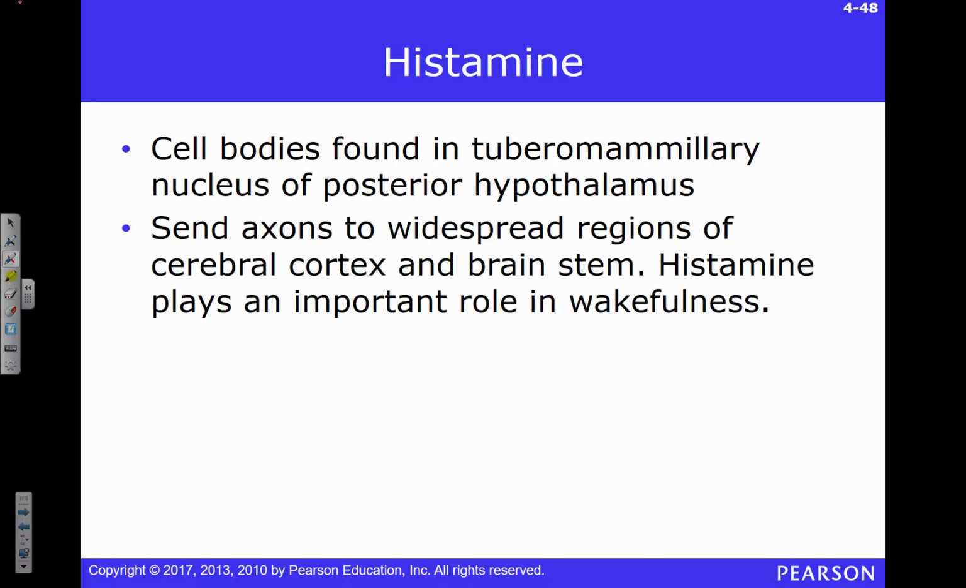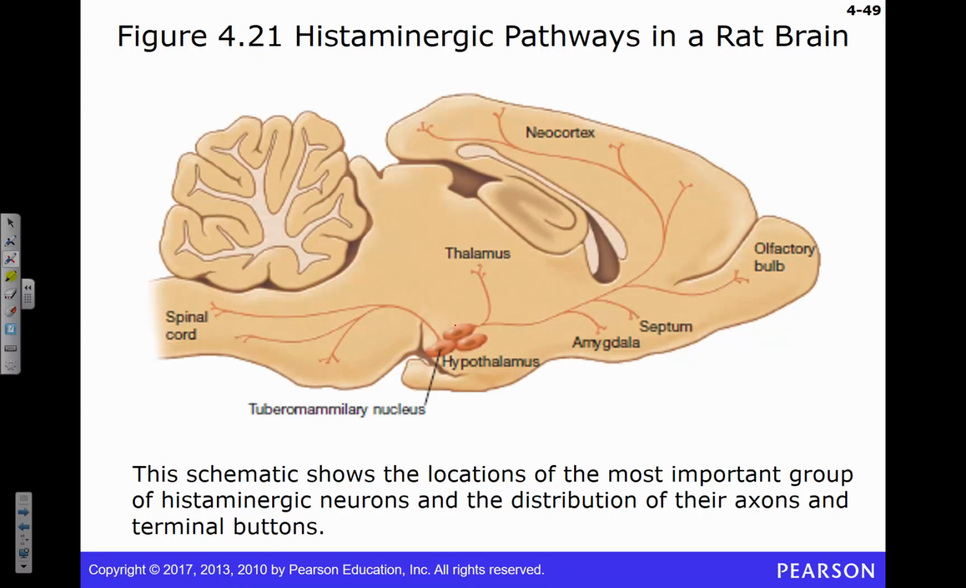We talked a little bit about histamine. We're not going to talk a lot about histamine. We will talk about it when we get to that sleep and wakefulness chapter, which is going to be exciting. Not going as many places. That's okay.